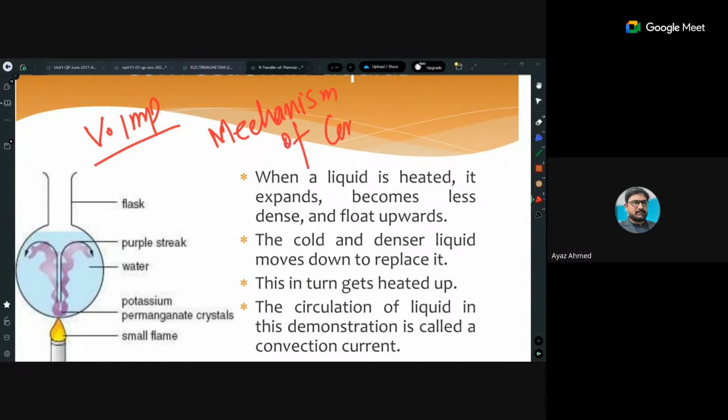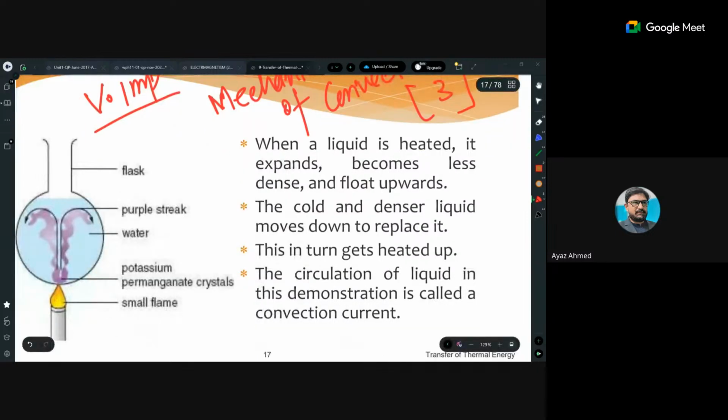This is the asked principle of convection, usually a 3 marks question: when a liquid is heated, it expands and becomes less dense. One point. The cold and denser liquid moves down to replace it. That is, the liquids which are dense will sink, and the particles which are less dense will float. This in turn gets heated up. Those which are coming down will be heated up, and then they will move upward.